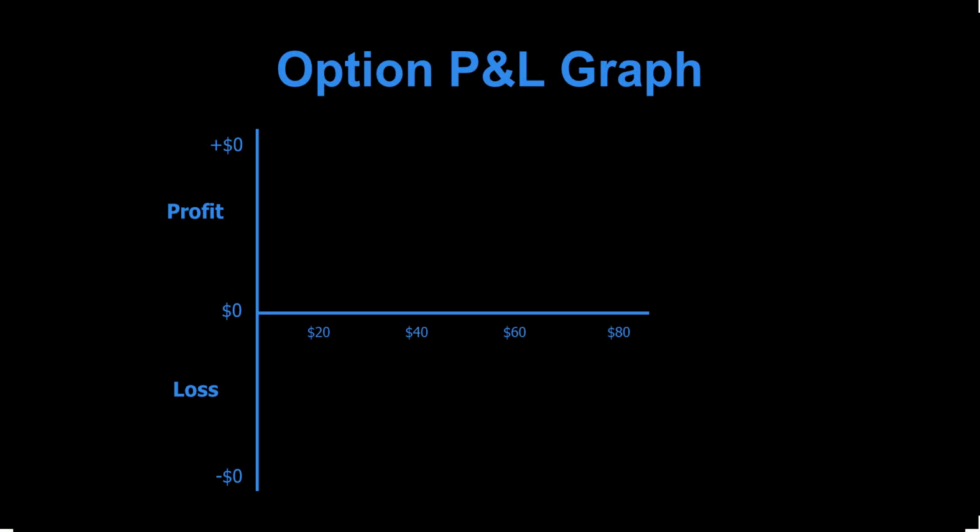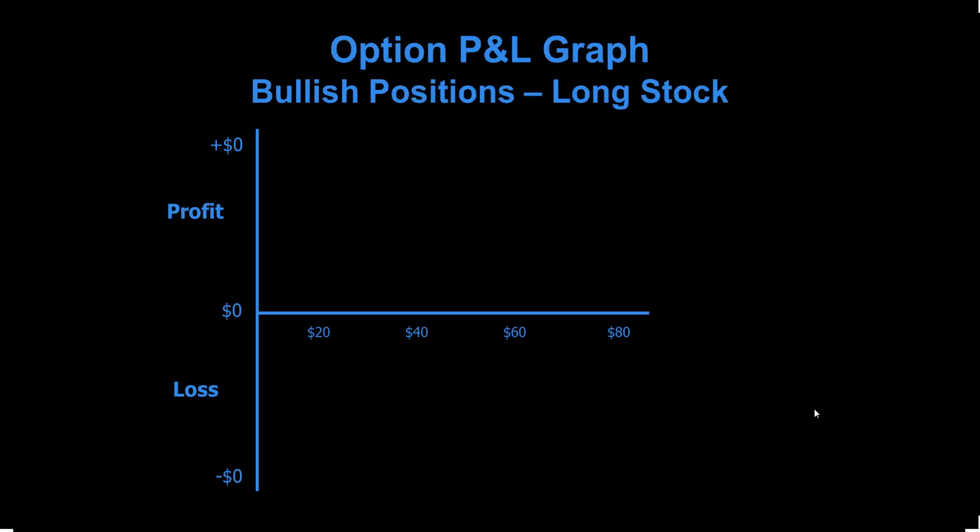Now, let's do a couple of things here, and we'll wrap this up. Option P&L graph, a long stock. It's pretty simple, right? For every $1 move this way, it moves up $1 here, 1 for 1, like that. And what did we say about the Greeks? There are no Greeks here. The delta is 1. It's very simple for a long stock.